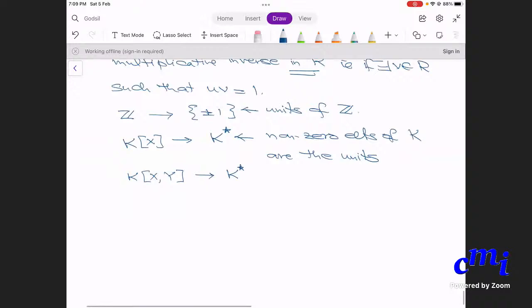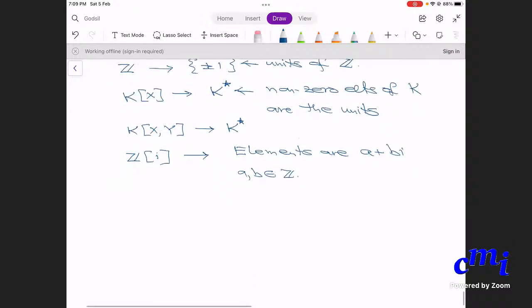See, when you get to Z adjoin i, interesting things happen. What are the units of Z adjoin i? So first, what are the elements of Z adjoin i? The elements are a plus bi, where a and b are in Z. So we want to know which of these elements can you multiply by another, c plus di, and get 1. So I want 1 over a plus bi to also be of the form a plus bi, where those two things belong to Z, right? So this needs a little bit of a trick.